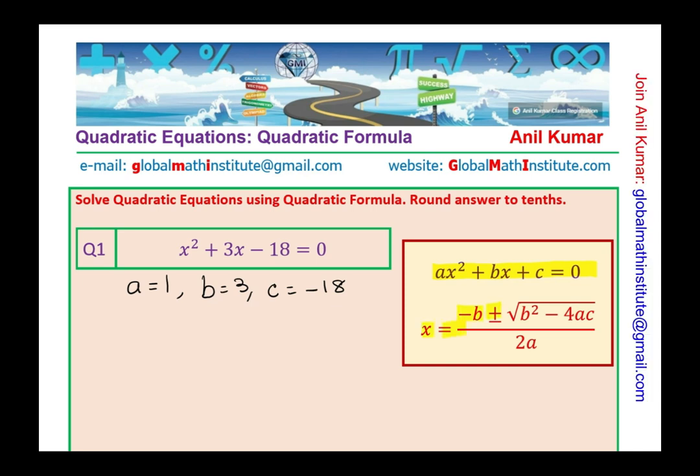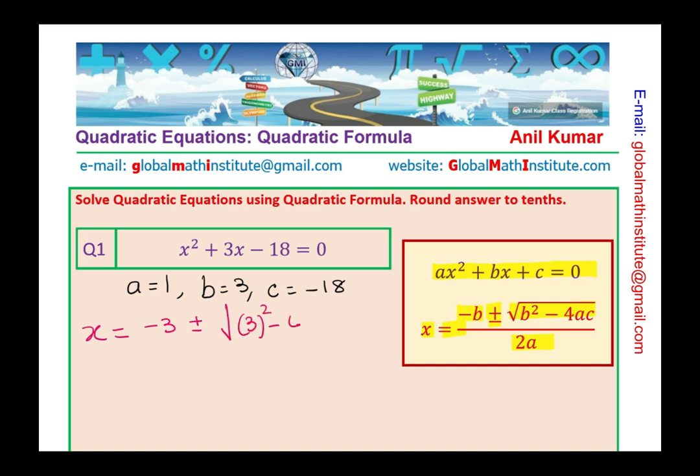Once you have these values, you can apply the quadratic formula, which is x equals minus b plus or minus square root of b square minus 4ac, divided by 2a. So that suggests that we could have two solutions, right? Okay, so let's try to find the solutions for this equation. So we get x equal to minus of b, so minus 3, plus or minus square root of 3 square minus 4 times a is 1 and c is minus 18, everything divided by 2 times 1, which is the value of a, right?